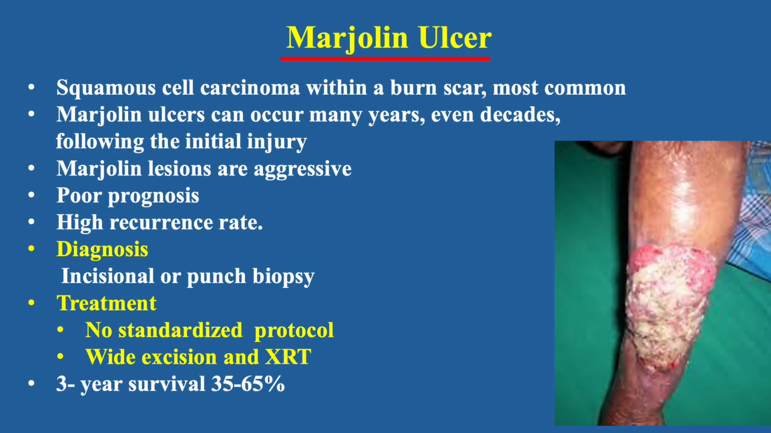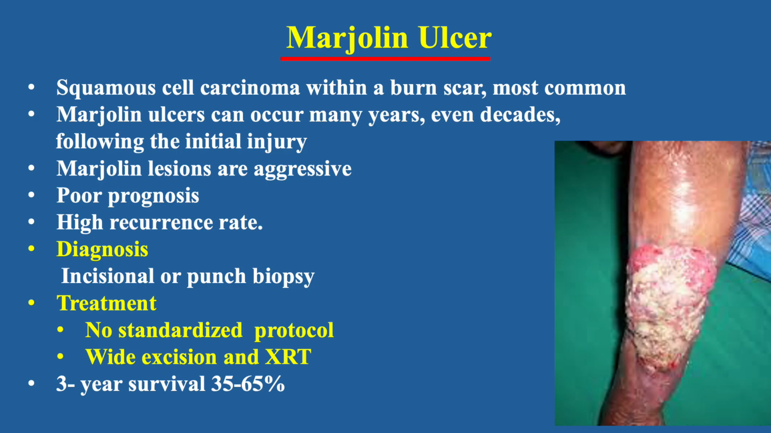Marginal ulcer. A marginal ulcer, historically referred to as a squamous cell carcinoma within a burn scar, but the definition evolved to incorporate all skin malignancies arising within damaged tissue. Squamous cell carcinoma remains the most common malignancy. Marginal ulcers can occur many years or even decades following the initial injury. Diagnosis relies on clinical suspicion and is confirmed through biopsy, with imaging used to assess local invasion and distant spread.